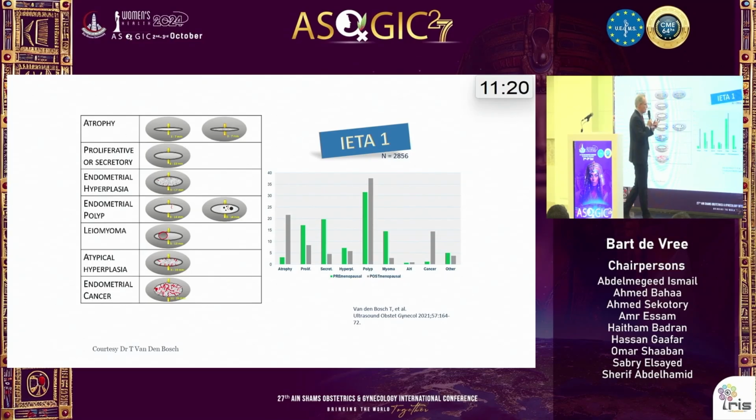In this study, the IETA-1 is about almost 3,000 cases of abnormal uterine bleeding in premenopausal and postmenopausal patients. You can see the results here, but it ended in a really nice description of the endometrium in several physiologic and pathologic situations. It is the 2D ultrasound and the Doppler features that are in this article.